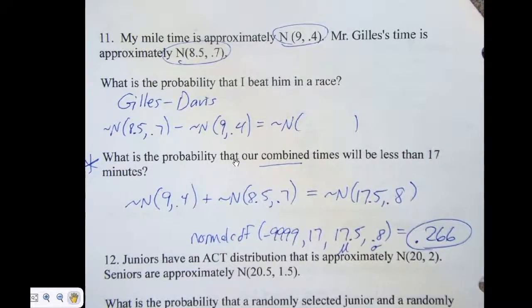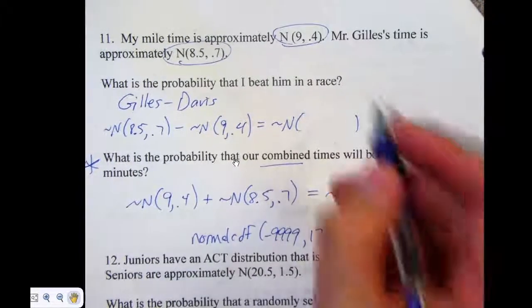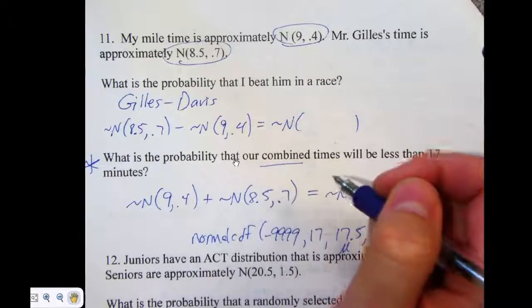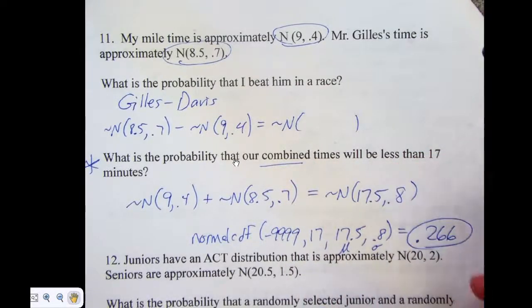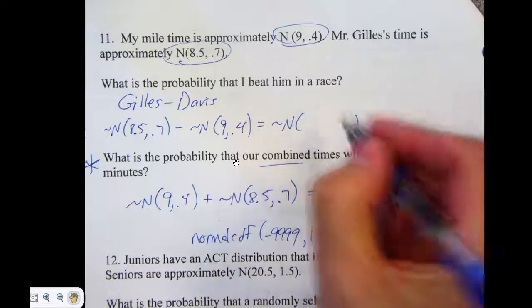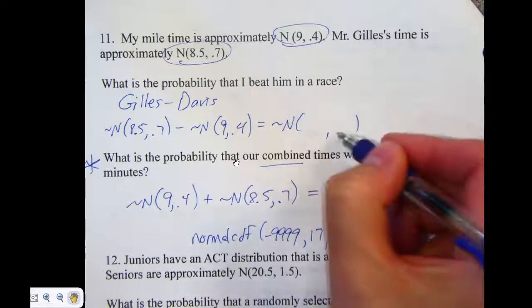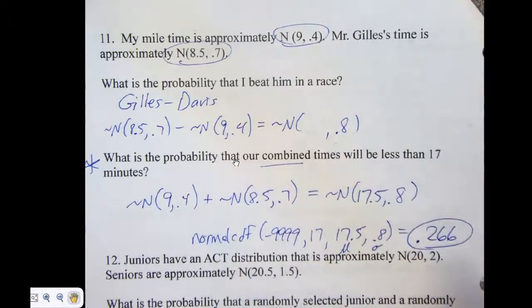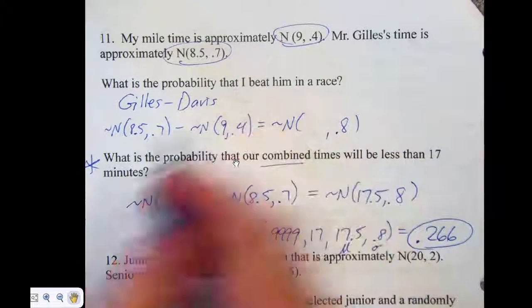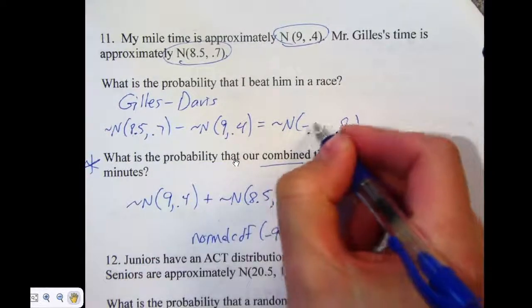What would the mean of the new distribution be? I think you're thinking of standard deviation, actually. So the standard deviation is going to be the same. It's still 0.8. What's the mean? Negative 0.5, because 8.5 minus 9.